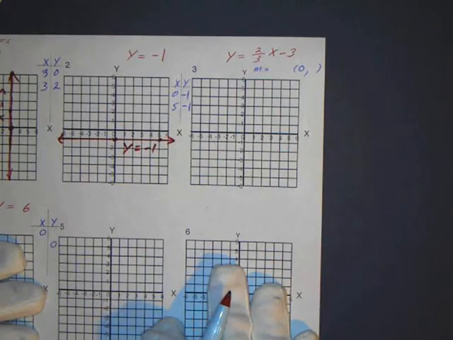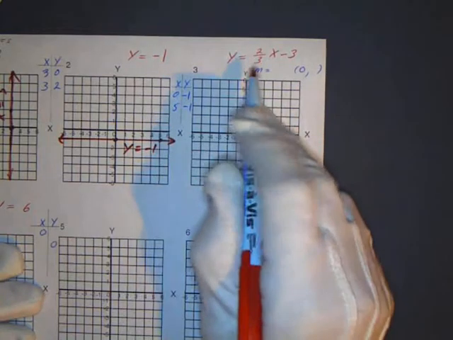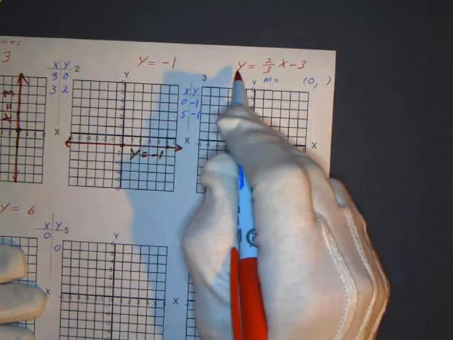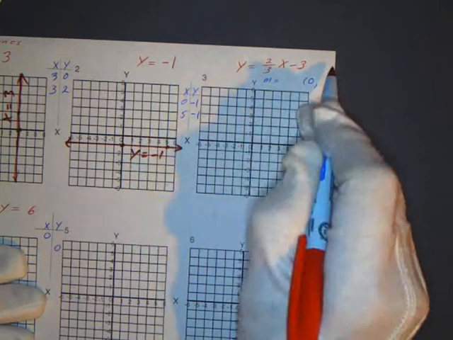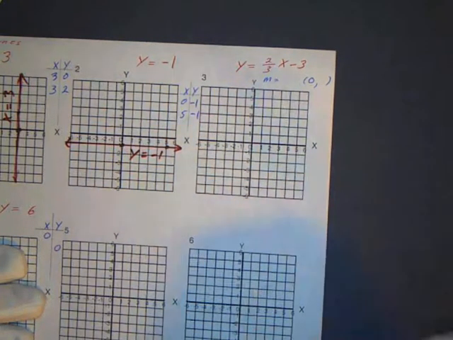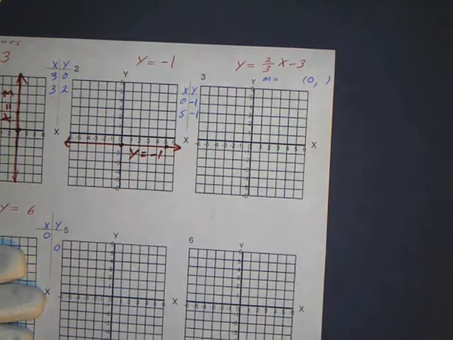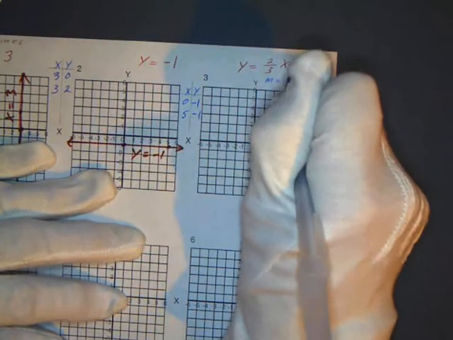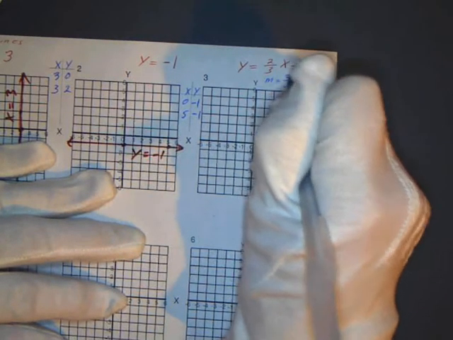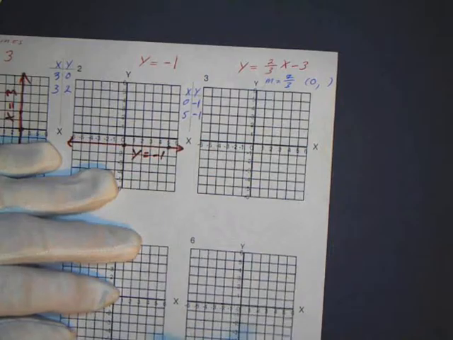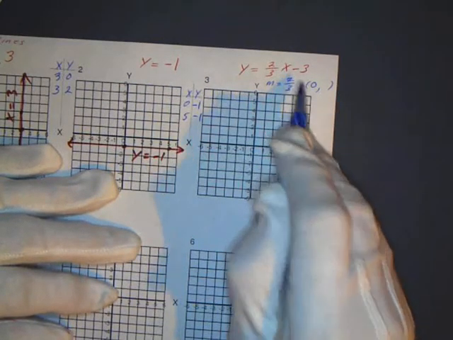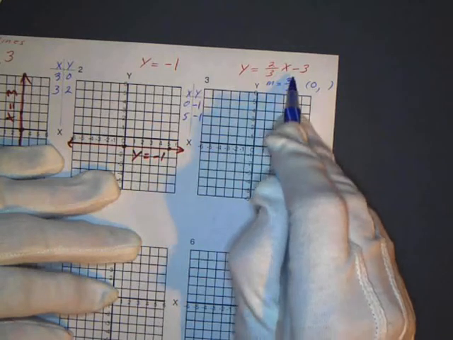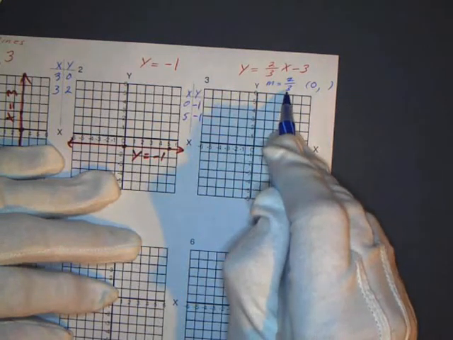The next example here, this is one that's in slope-intercept form. All right. We know that if we've got the equation in the form y equals mx plus b, whatever is in front of x is the slope. So in this case, my slope is 2/3. That means I'm going to go up 2 over 3. The change in y over the change in x, or the rise over the run. So the vertical change over the horizontal change. So my vertical change is 2 for every horizontal change of 3.